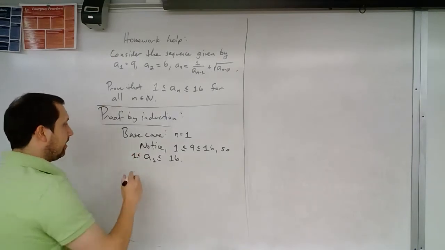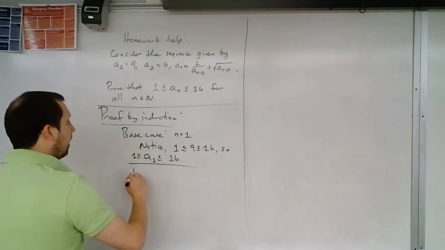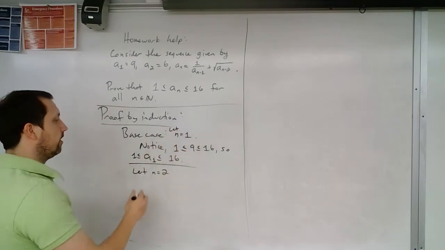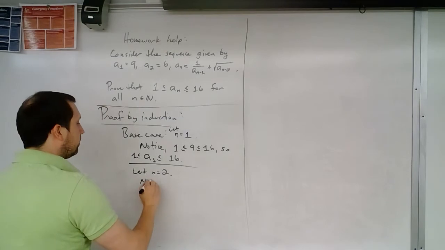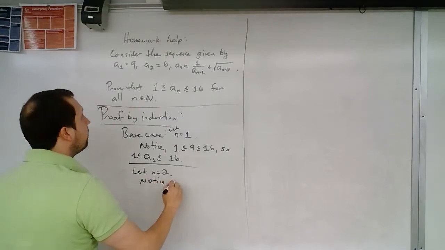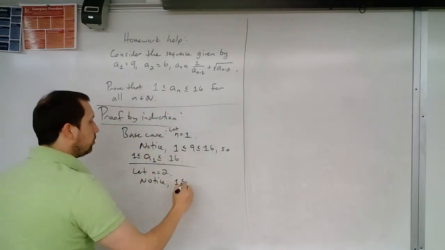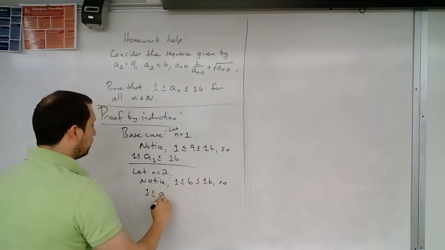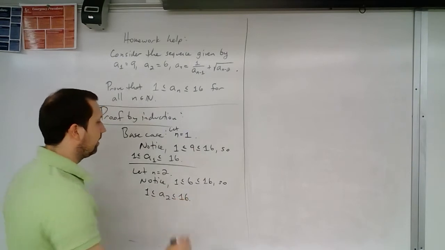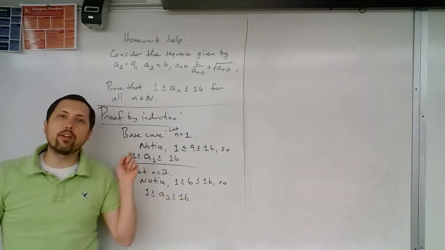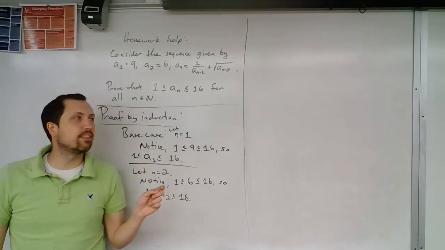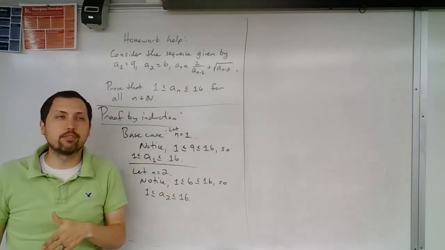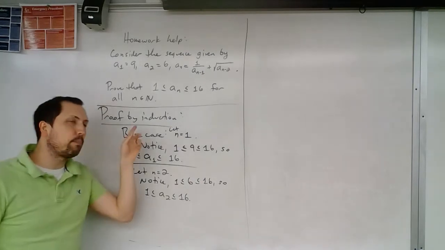The next base case here, we're going to say let n equal 2. Notice that we have 1 is less than or equal to 6, which is less than or equal to 16. So 1 is less than or equal to a sub 2, which is less than or equal to 16. Great. We've now proved both base cases. If there were 3 previous terms, we'd want to do 3 base cases. All right, so now we have the base case done.